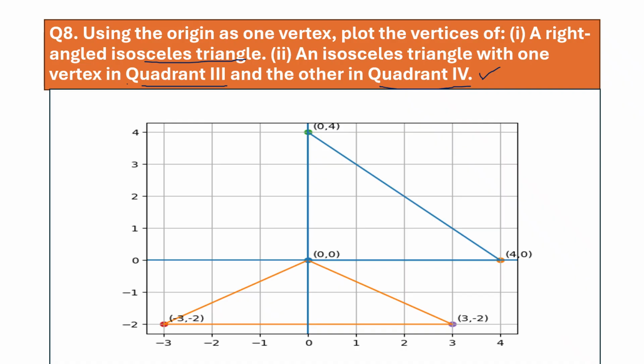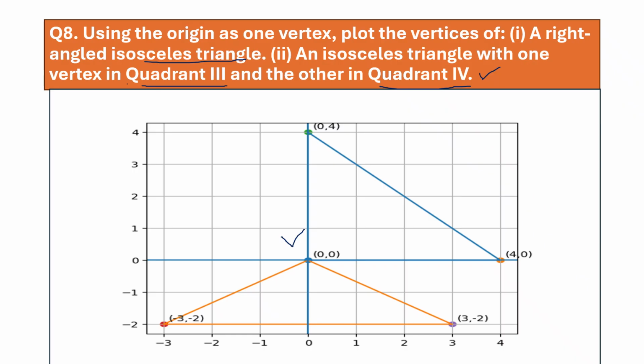We have the origin as one vertex, this one. If you see, this is the origin as we have done it in the previous question, where the horizontal and the vertical intersect, that is the origin. So for the right angled isosceles triangle, here if we have seen there are two triangles.